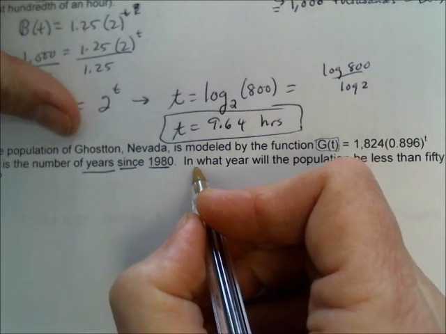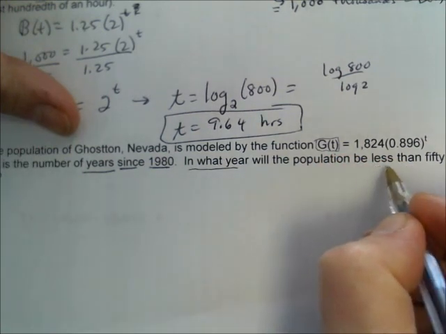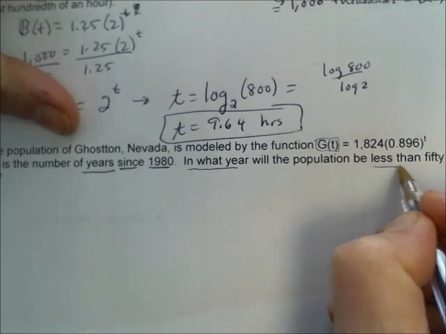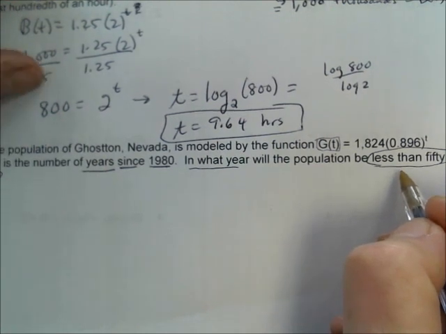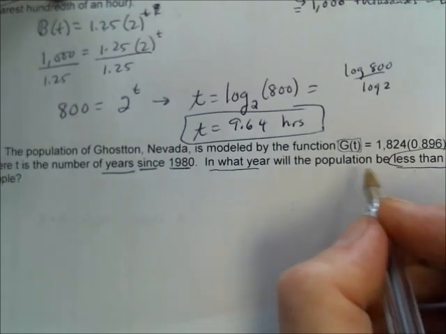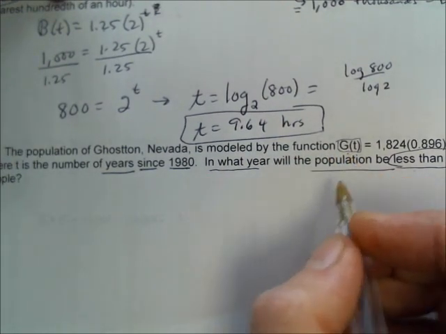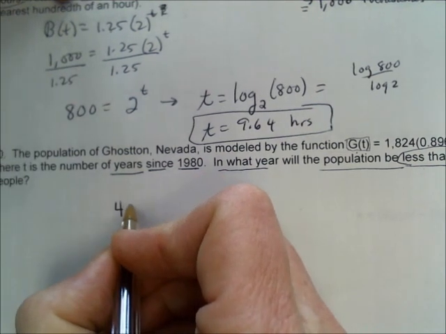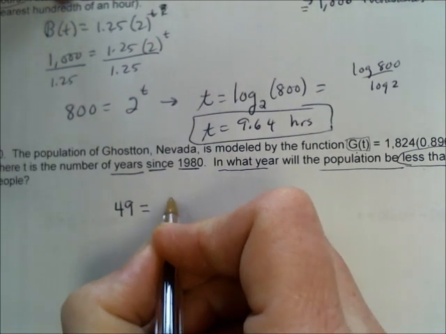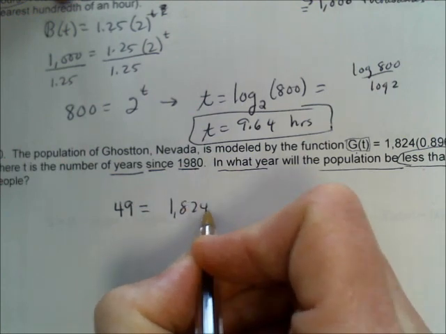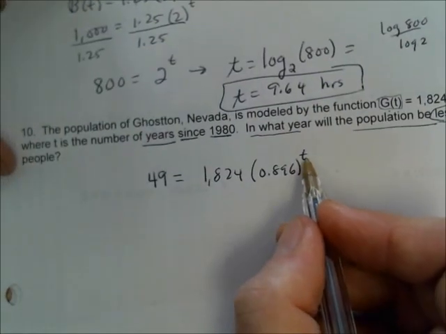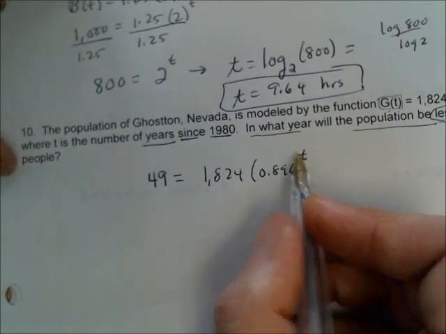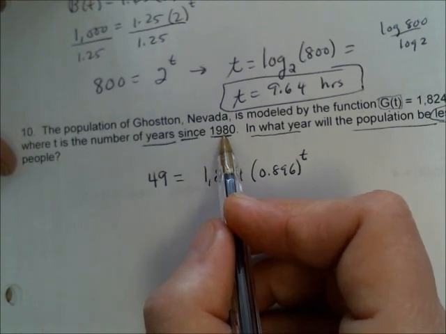So we need to know in what year will the population be less than 50 people? Well, if the population is less than 50 people, it must be 49 people because that's the next number less than 50. So if the population, which is g of t, is less than 50, we can say 49 people equals the function 1,824 times 0.896 to the power of t. And when we solve this for t, we'll figure out how many years since 1980 this will be.